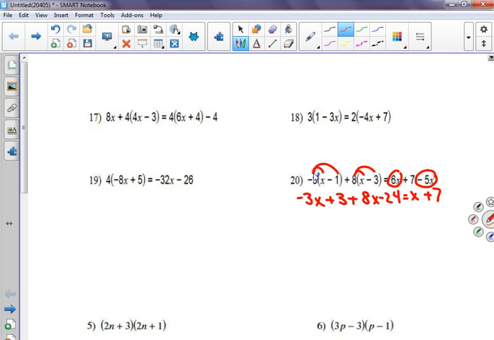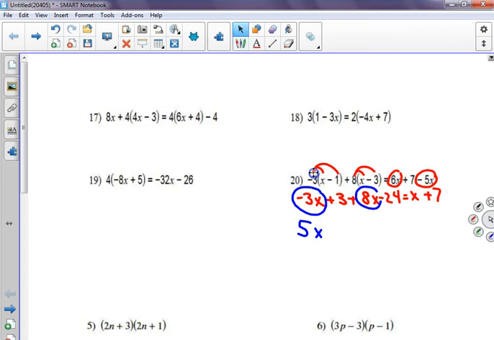Alright, then we're just combining like terms. So 8 and a -3 will give me a 5x. +3 and a -24 will give me a -21. Equal x plus 7.